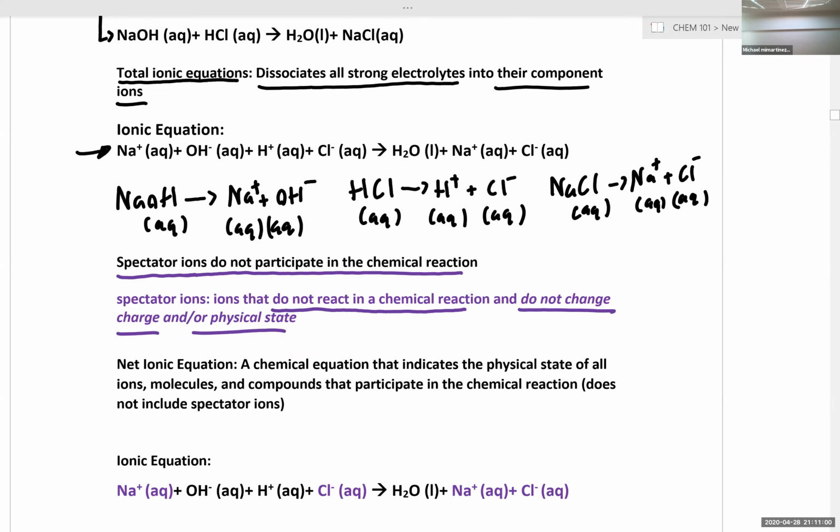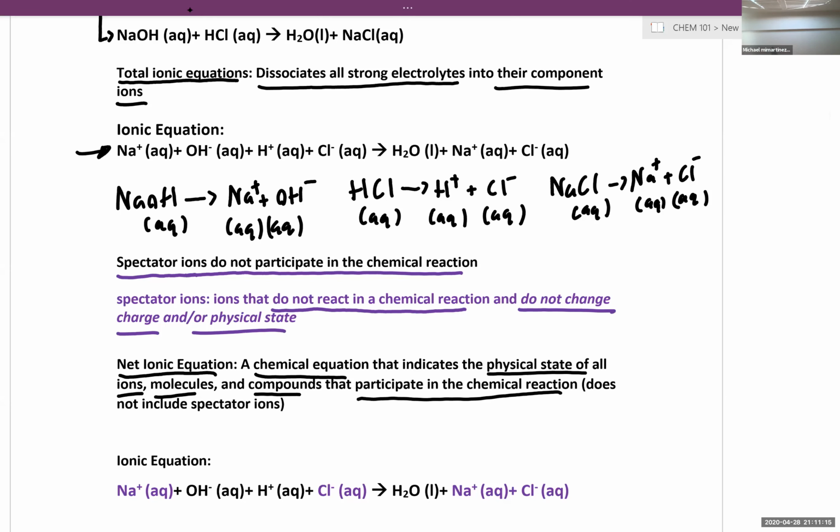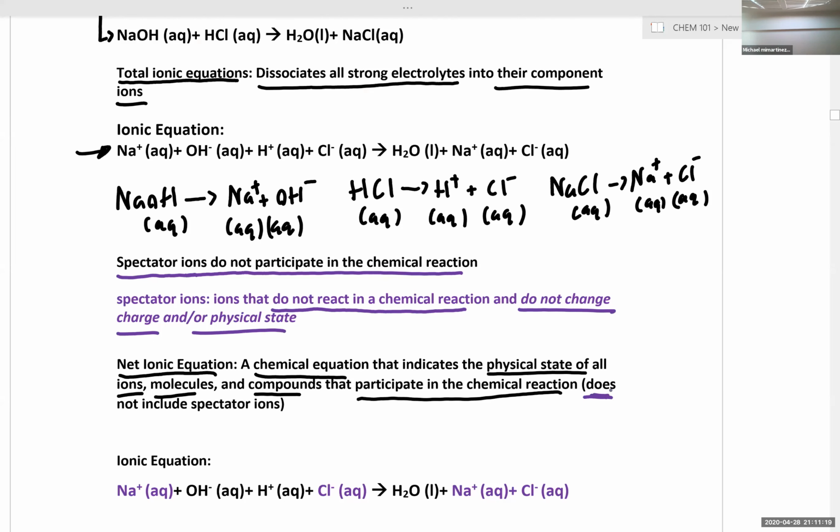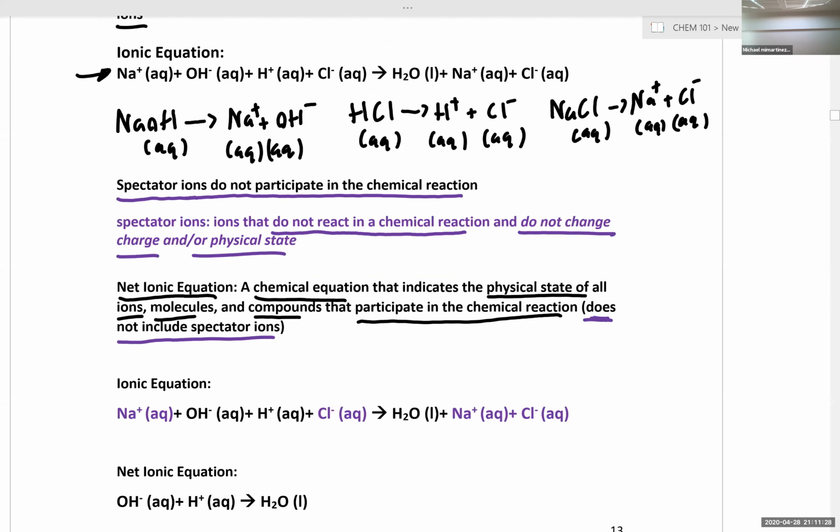Ultimately, our goal is to begin to write what are known as net ionic equations. It's a chemical equation that indicates the physical state of all ions, molecules, and compounds that participate in a chemical reaction. What I mean by participate is that the net ionic equation does not include spectator ions, which are just spectating. They aren't actually participating in the reaction.